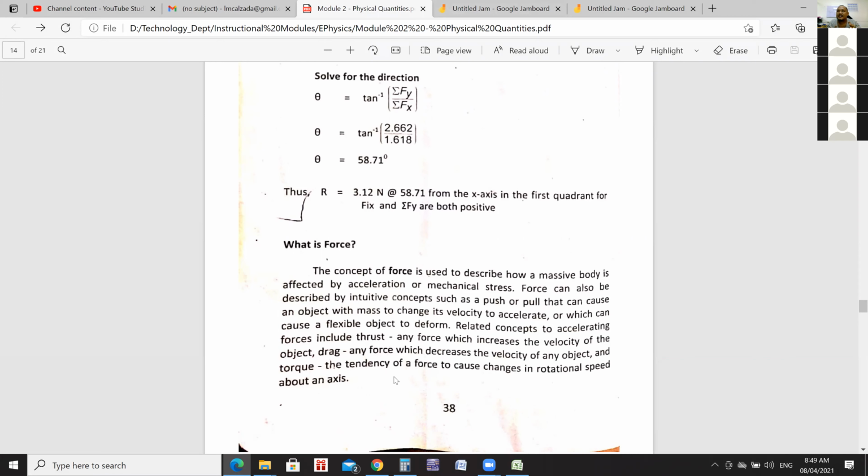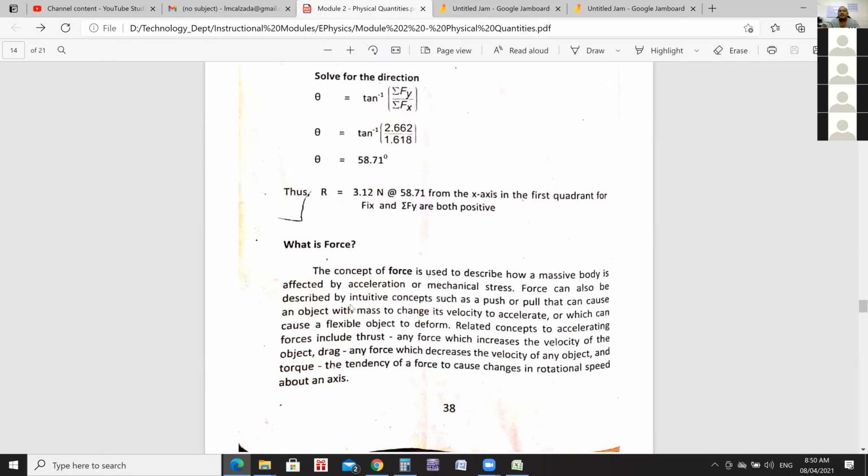But it makes a mechanical stress. It affects the wall in the form of mechanical stress. No? But sometimes force causes acceleration. So there are two effects in applying force to an object. It could be acceleration or it could be a mechanical stress or it could be both.